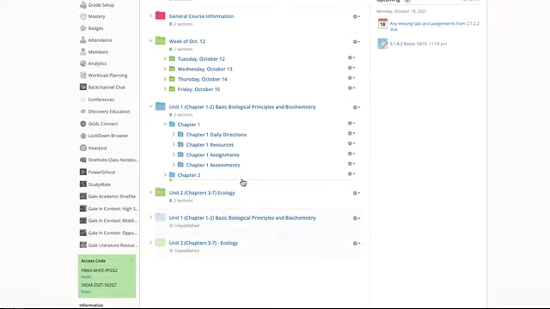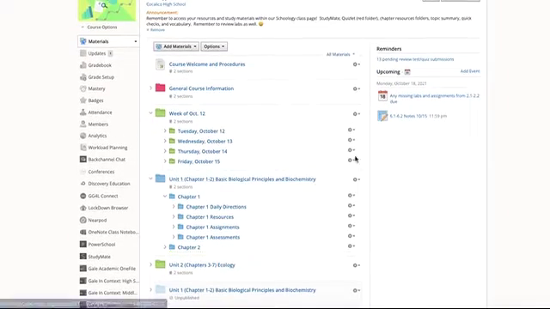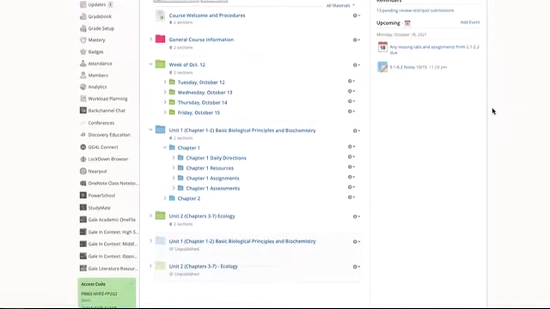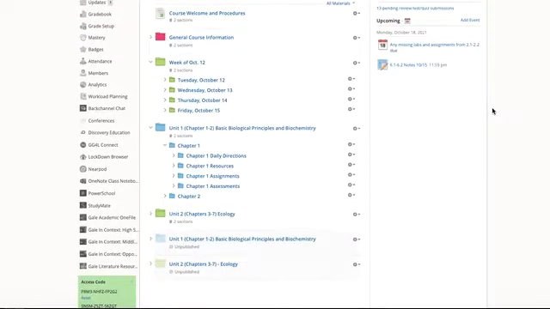I also have on the calendar here, I do put due dates for any of the activities or assignments we're doing, kind of updates for anything like a test, quiz, or a due date for something. So that is on their calendar.